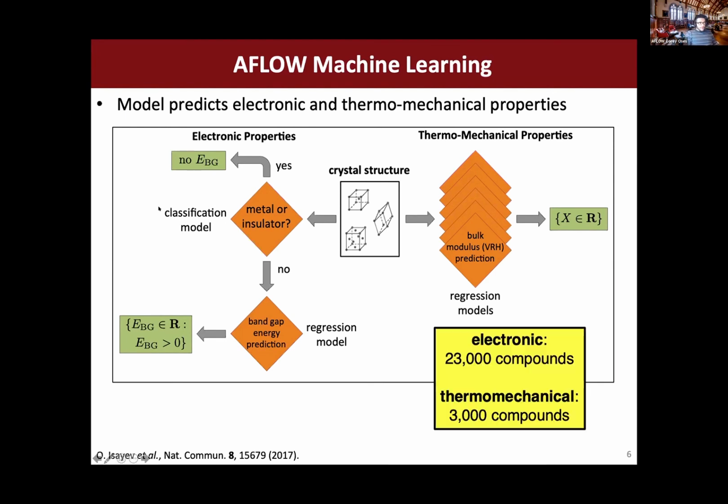Cormac alluded to this earlier, but we did our training for electronic properties on about 23,000 compounds and about 3,000 compounds for the thermomechanical properties. The difference is because thermomechanical properties are a lot more difficult to calculate. If you consider an electronic calculation for the property of a band gap as one calculation, thermomechanical properties require something of the order of 20 different calculations. So it's a lot more expensive. And that makes the machine learning model that much more useful, because we get the predictions that much faster than with DFT.